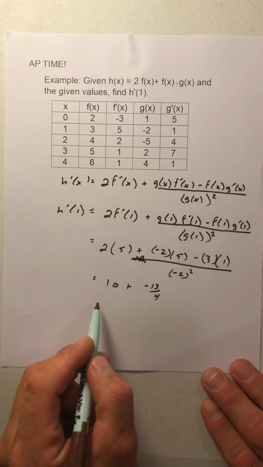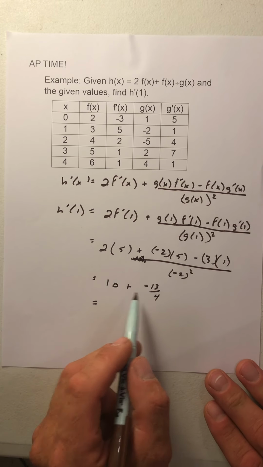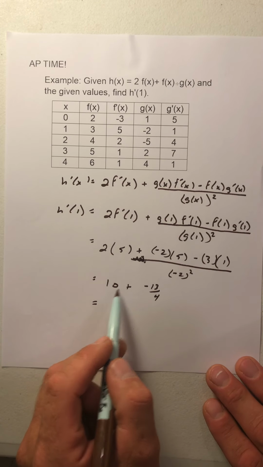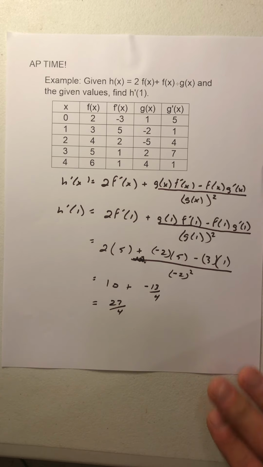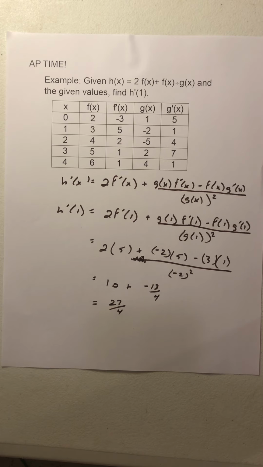You could go ahead and do multiple choice. It'll probably give you a nice common denominator. We have 40/4. 40 minus 13 gives us 27/4. And that's going to give us a nice example of using the quotient rule, more of a theoretical type of question instead of giving you the functions to find it. Good luck!